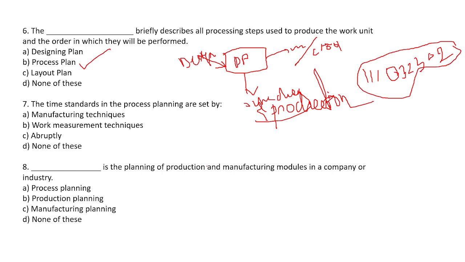It basically involves observing and analyzing the work performed by employees, using tools such as stopwatches or video cameras, and applying statistical techniques to calculate average times. So by using work measurement techniques only, time standards can be established that are accurate and reliable. This allows for better planning of production schedules, as well as more effective monitoring of production efficiency and productivity. So the time standards in process planning are set by work measurement techniques, right?